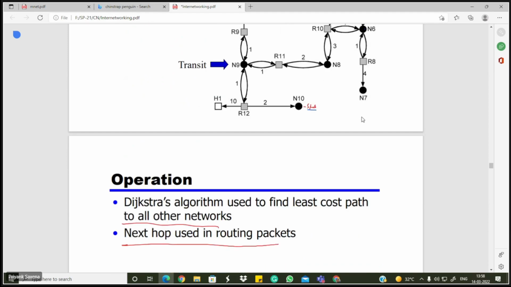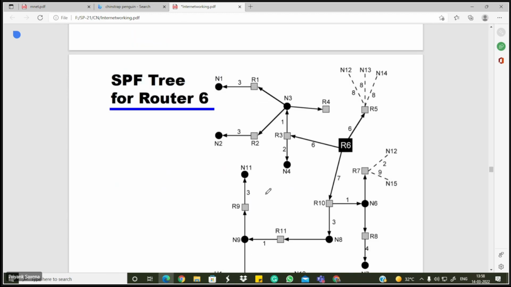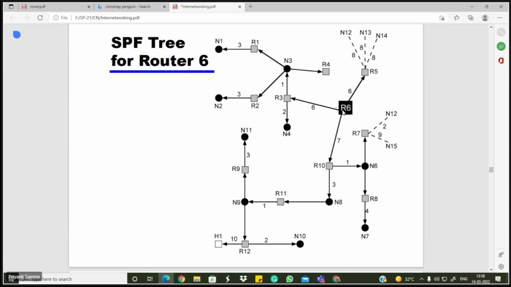Okay. So next hop used in routing package. First let us see that we choose R6 as the root node, and from here we determine the shortest path to reach all other networks, right? And then we connect it like this, so it results in a shortest path tree. Okay, you can see, you will be routing data from R6 to other networks. What is the shortest distance, right? So it is a shortest path tree for router 6.